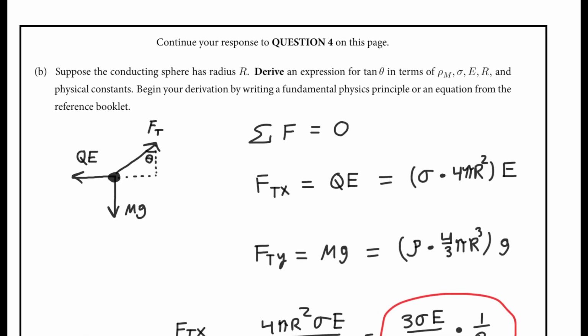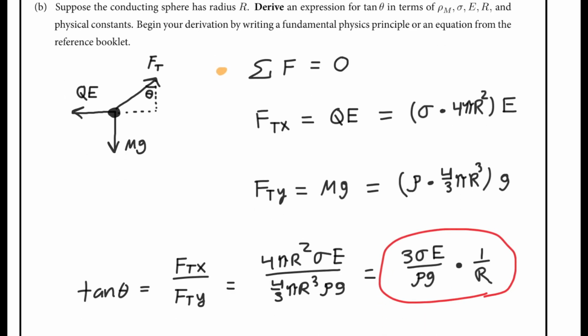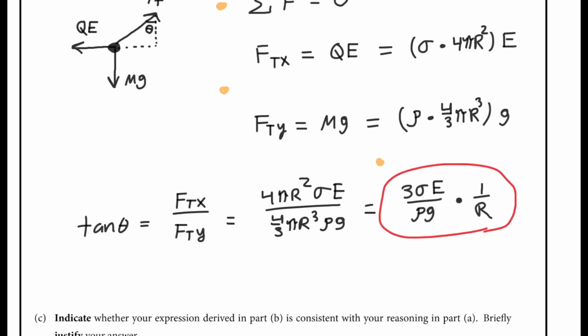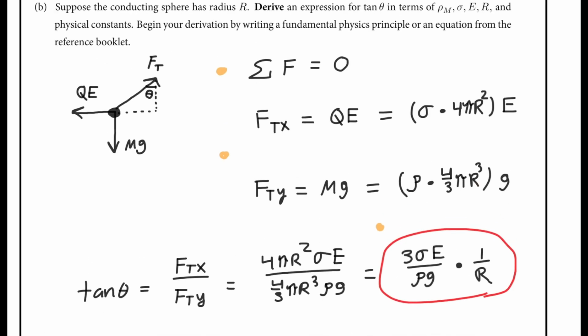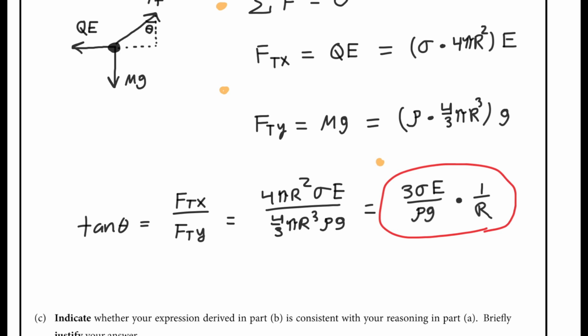So here's your 3 points for the derivation. First, anything about Newton's second law, about balanced forces. Next, you get a point for correct computation of Q and M. So you need Q and M correct to get the second point. So sigma times 4 pi r squared and rho times 4/3 pi r cubed. So you need Q and mass correct. And then your third point is a correct final answer. Or we'll say, a consistent final answer of substituting for something that's equivalent to taking the tangent of QE over mg.